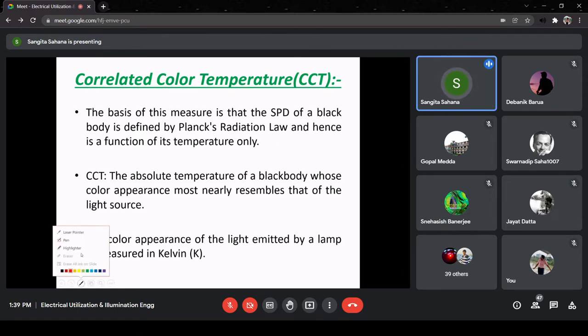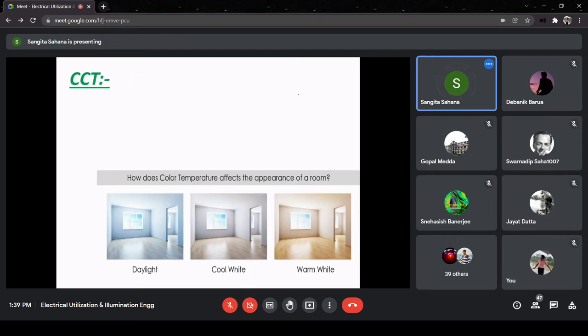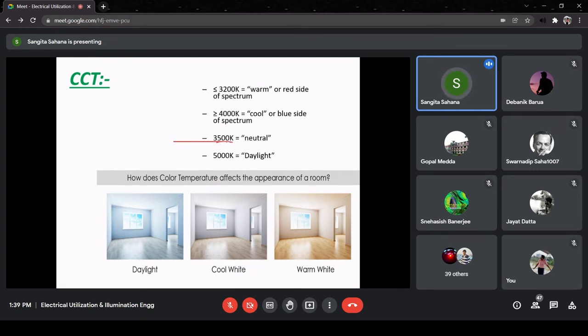From the name, you can see we are correlating the color of the light source with the temperature of the black body. How? For example, if the CCT of any light source is 3500 K, that means if the temperature of the black body is 3500 K, there will be some emission from the black body. There will be a color of that emission. That color and the source color are the same. So we are correlating the temperature of the black body with the color of the source. That's why it is called correlated color temperature.